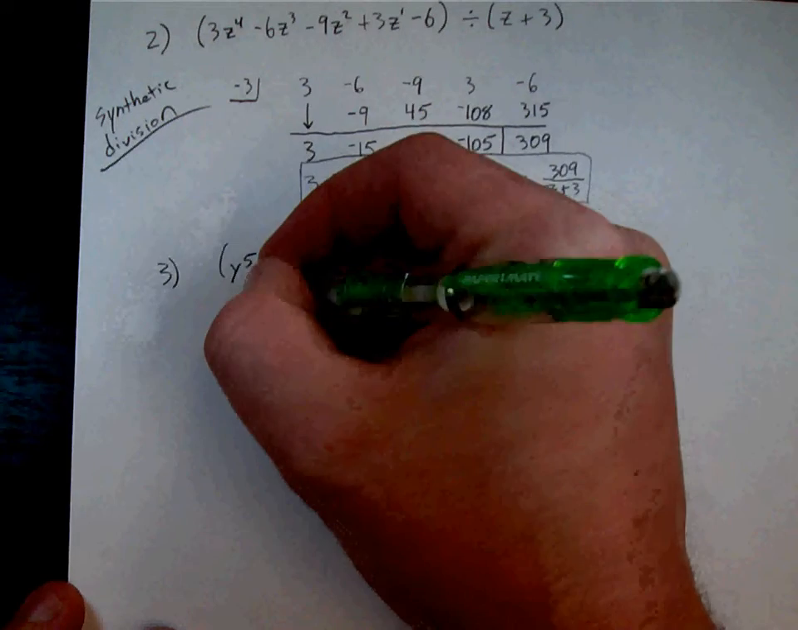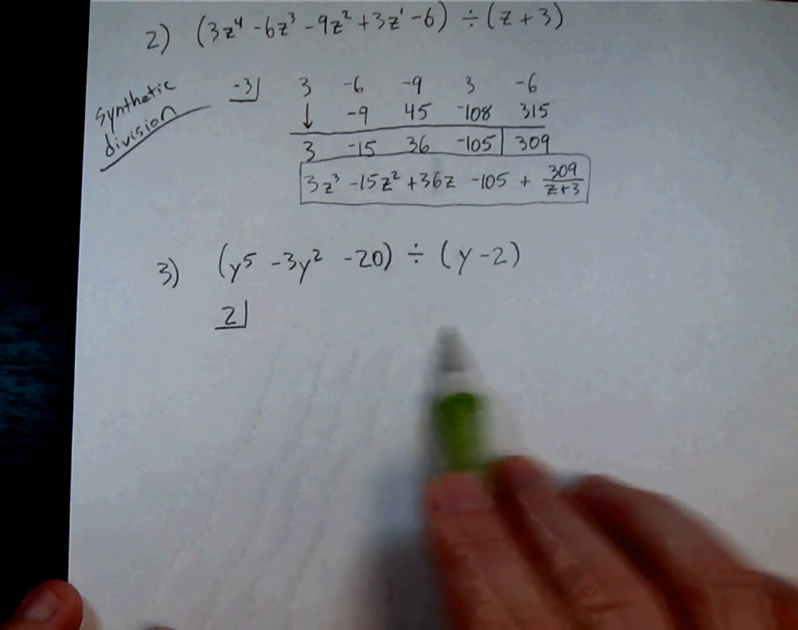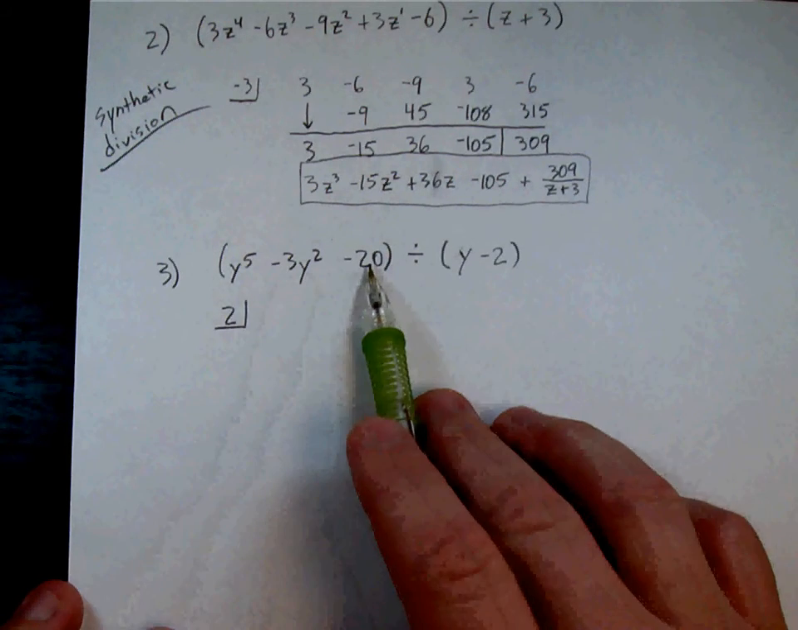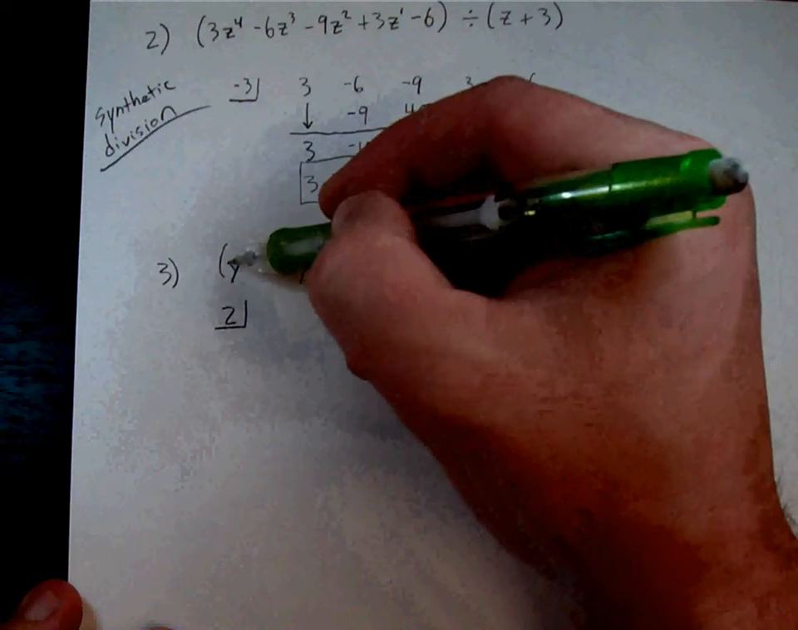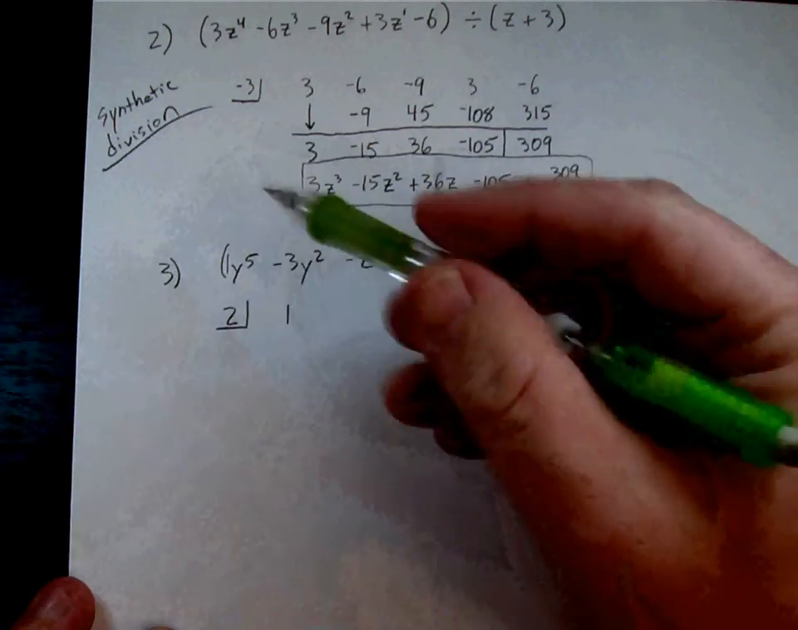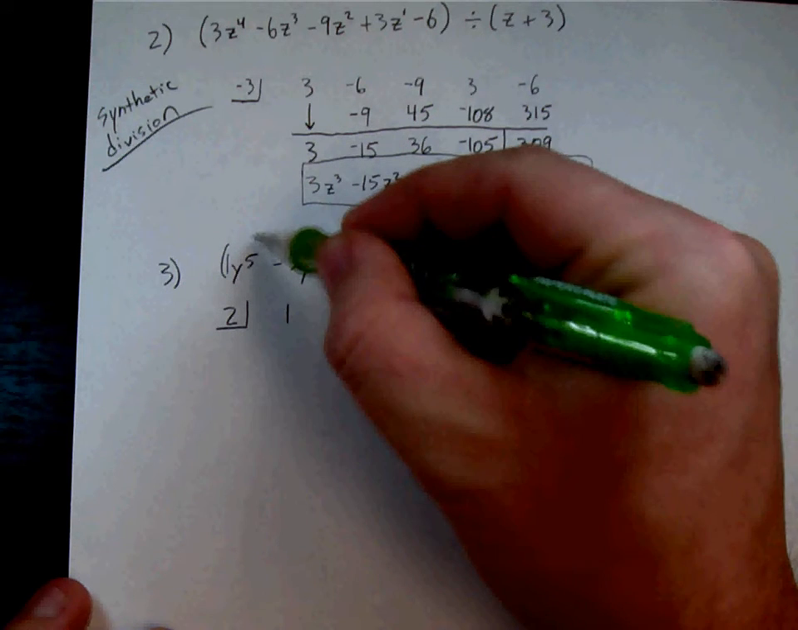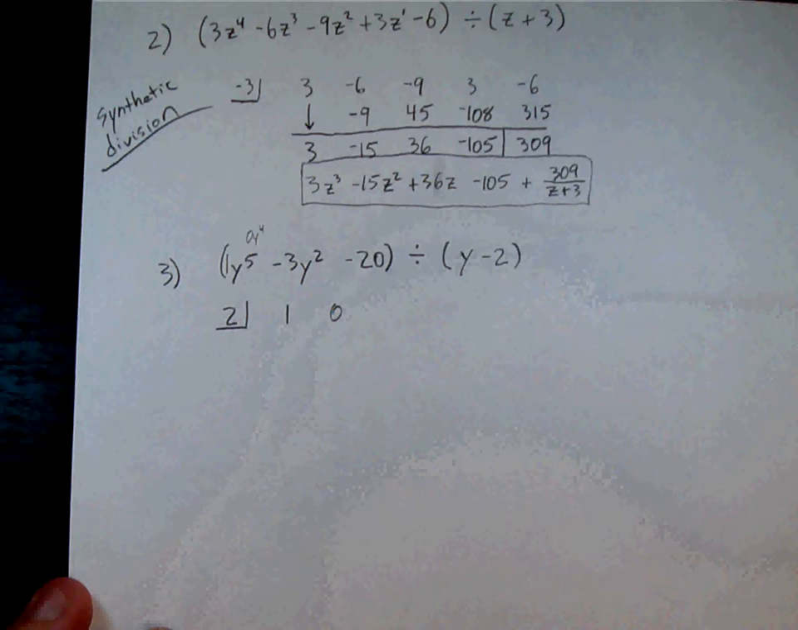Because it's y minus 2, I'm going to put a positive 2 in my little box. And then I'm going to list out my coefficients. Make sure it's in descending order, and check for any missing terms. My largest exponent is 5, and it has a coefficient of 1. So 1 is my first coefficient. Then if I descend from there, think about your y to the 4th. There wasn't one, so that's a 0. So my second coefficient is 0.